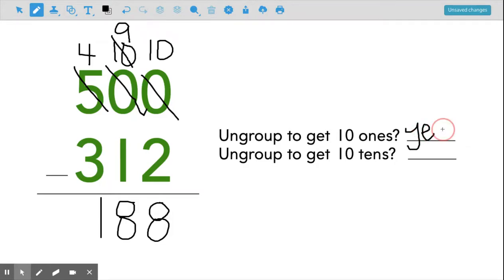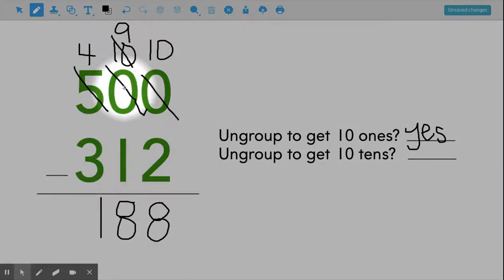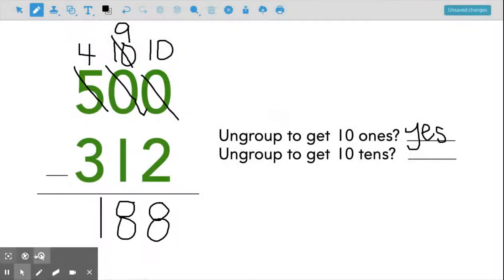And the second question asks, did we ungroup to get 10 tens? And as you can see in our tens column, we did have to get 10 tens from the hundreds column. So yes, we did ungroup to get 10 tens.